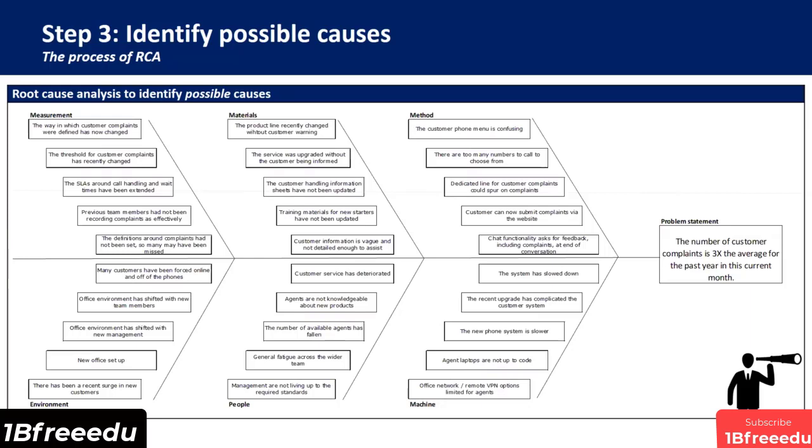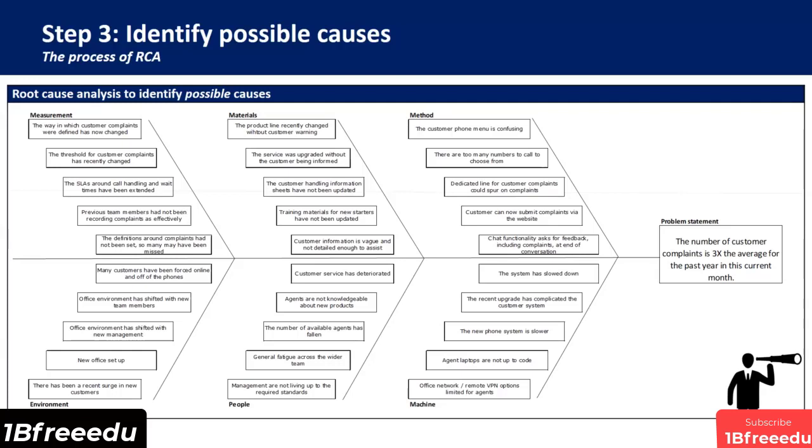So as you can see on the right of your screen, we've got the problem statement. The number of customer complaints is 3 times the average for the past year in this current month. So we state clearly, what is our problem here? We then break that down into particular categories: measurement, materials, method, environment, people, and machine. And this is where we want to actually root cause. Root cause, not necessarily the actual reason for that, but the potential reasons. What are the potential causes of that particular problem statement? So we can look at some examples here.